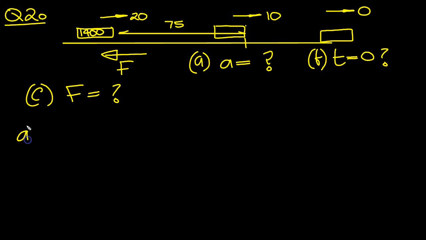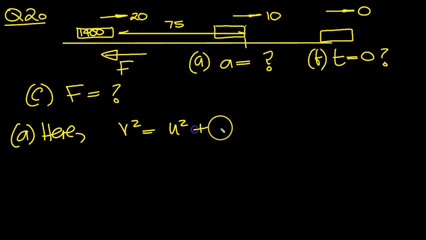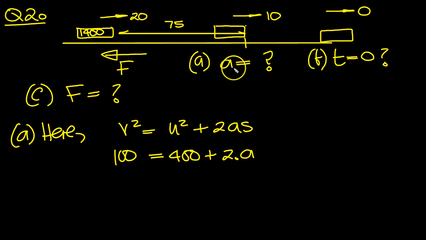So we can use the formula v squared equals u squared plus 2as, can't we? So v is 10, so that's 100. 10 squared is 100, is equal to u squared. 20 squared is 400. Plus 2 times the acceleration, which we don't know, times the distance 75.